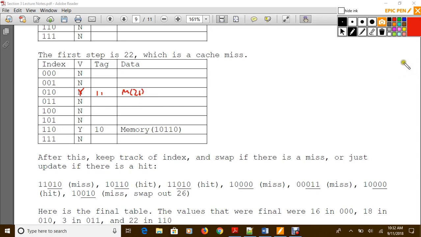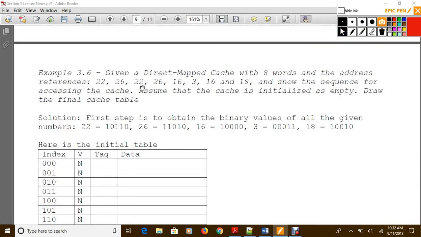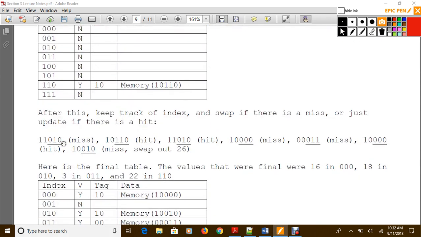So next one, and let me go up here and show you all the numbers again. 22, 26, 22, and 26 are the first 4, right? So here, this is a miss, and then we have a hit for 22 again, and then 26 is a hit. And now I'm 16. There's nothing in 000, so it's a miss. And then next I go to 011. That is also a miss, because it's 3. 16 is 0. It's a hit.